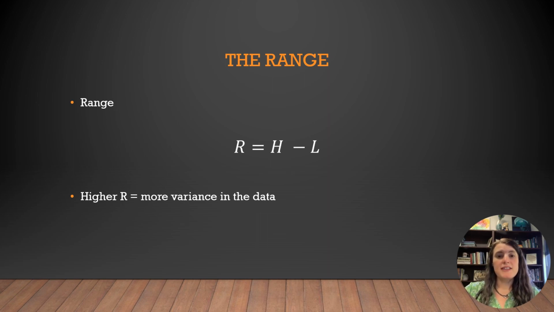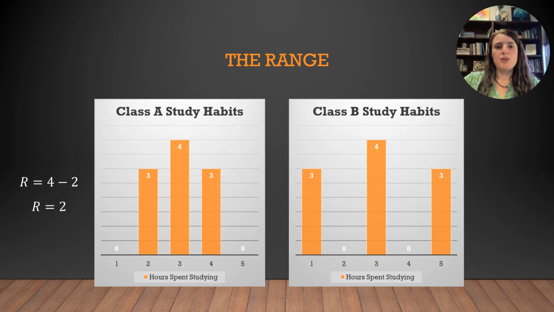The range is a very simple calculation where you take the highest score and you subtract the lowest score. The bigger the range, the more variance in the data. So if we look back at our classroom study habits graph, we see that the highest value in Class A is 4 and the lowest is 2. So our range is 4 minus 2, which is 2.